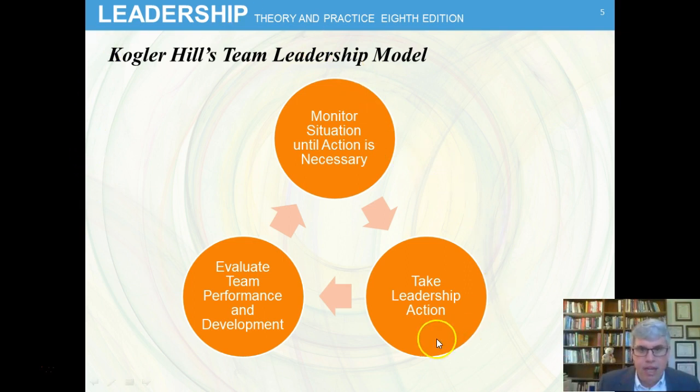And so this makes a cycle of watching for a need for a change. When there's a need for change, making the change, evaluating how the change has affected the situation, and continuing monitoring the situation until it's time for another change. So that's a global framework of the time element that's involved, of monitoring, taking action, evaluating.